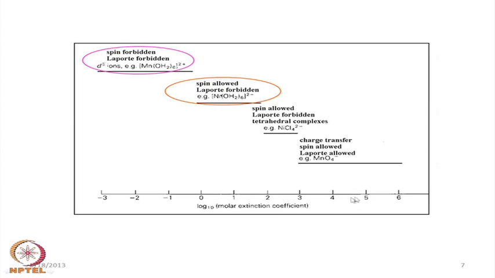Then as we move towards the right of this scale, the molar extinction coefficient is higher and higher, above 1000, which is due to charge transfer, which is both spin allowed and Laporte allowed. So when both of them are allowed, we get the CT transitions, which we know as the charge transfer transitions. We will discuss in detail how a solution of potassium permanganate in water is highly colored, purple, and the intensity is very high, and we can detect a very low concentration of this compound.